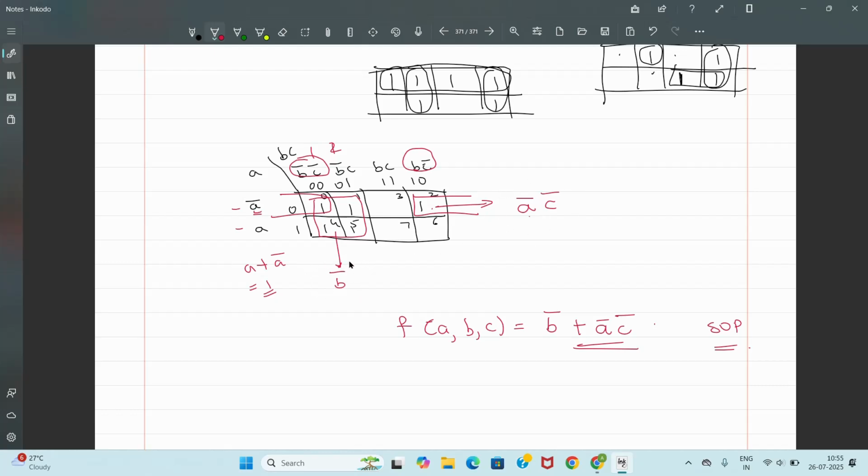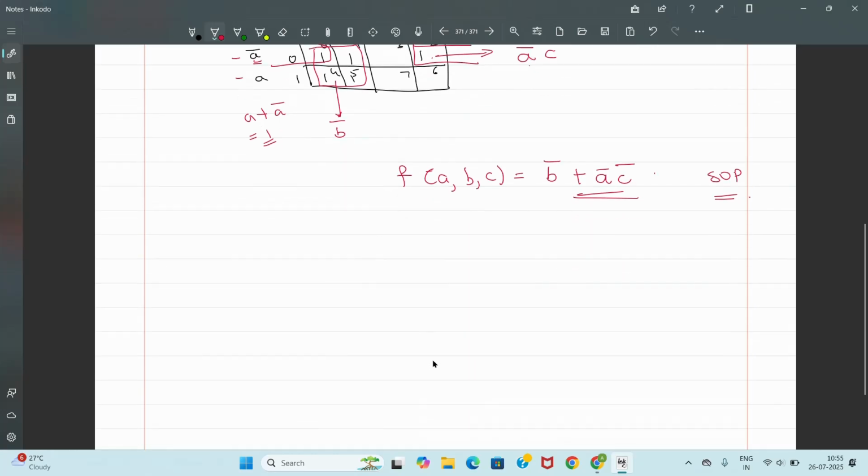The condition to write the equation is that whichever variable does not change, which is fixed, that variable should be retained. Which variable changes, you have to eliminate it. And once you get the equations for all the groups, just add them and write the final equation. So this is how we solve a three variable K-map.